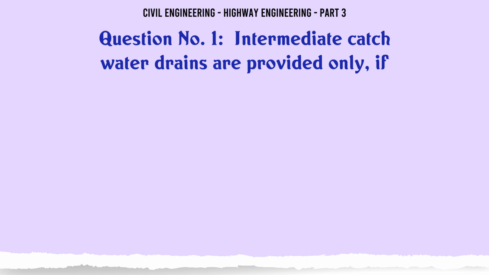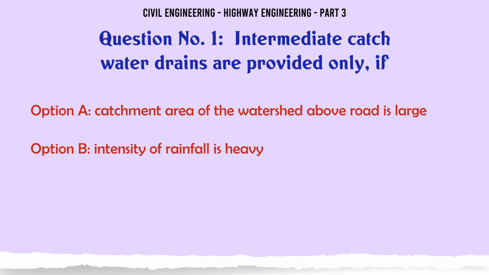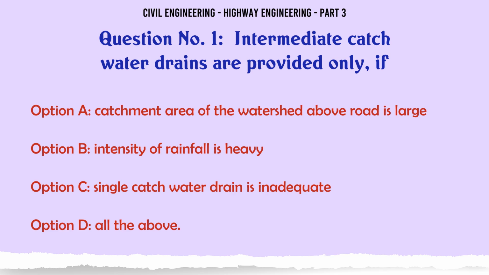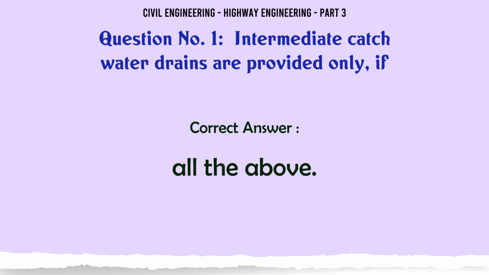Intermediate catch water drains are provided only if A. Catchment area of the watershed above road is large. B. Intensity of rainfall is heavy. C. Single catch water drain is inadequate. D. All the above. The correct answer is all the above.